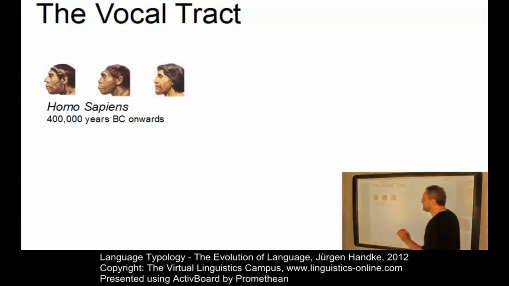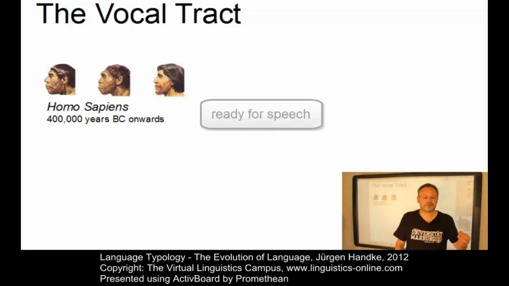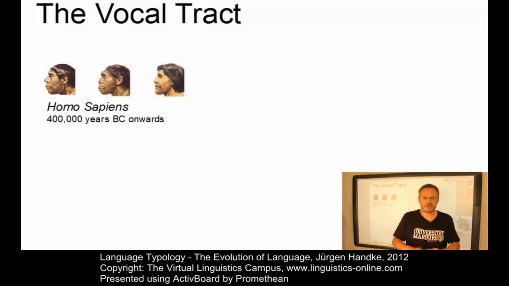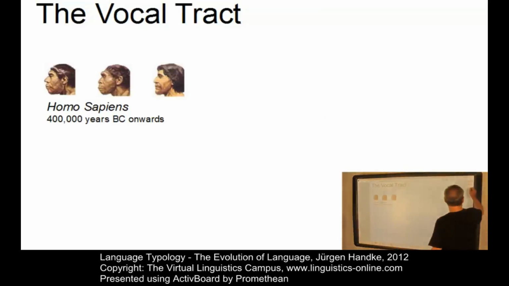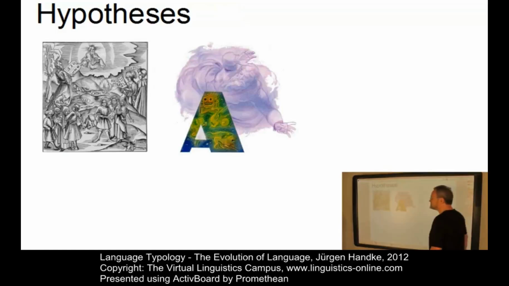Now, with the advent of Homo sapiens at around 400,000 years before Christ, the vocal tract gradually became ready for the use of some sort of speech with a relatively large sound repertoire. But why did language emerge?